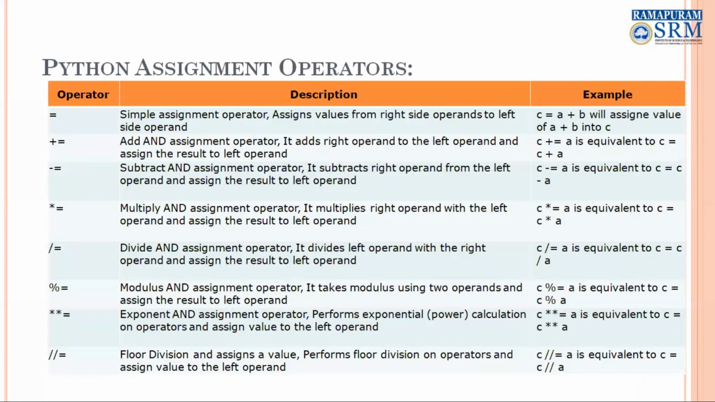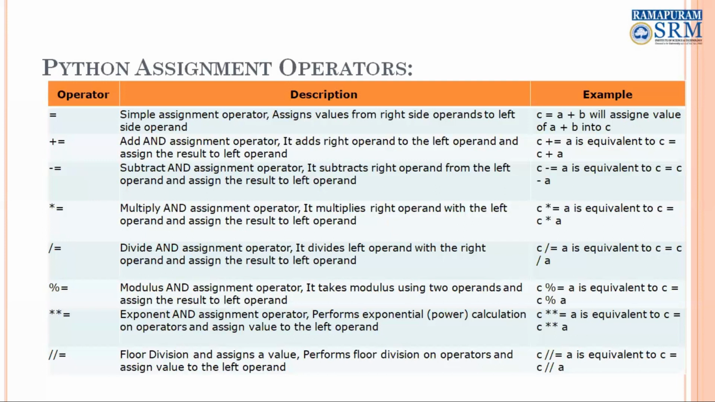Assignment operator. The first operator is equal. This operator helps you assign the value of the right side into the left side. The next one is plus equal to. Plus equal to is a short form for C equal to C plus A. In short, you can write C plus equal to A, instead of C equal to C plus A.